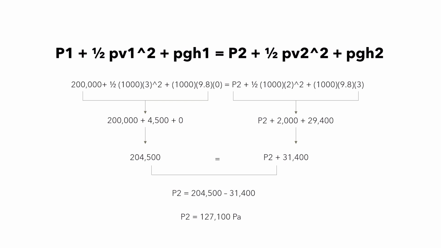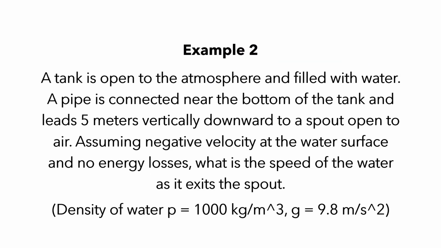This next question is a little tough because it doesn't really give us the numbers. It just gives us hints at what the numbers are. So here's the example. A tank is open to the atmosphere and filled with water. A pipe is connected near the bottom of the tank and leads 5 meters vertically down to a spout open to air. Assuming negative velocity at the water surface and no energy loss, what is the speed of the water as it exits the spout?